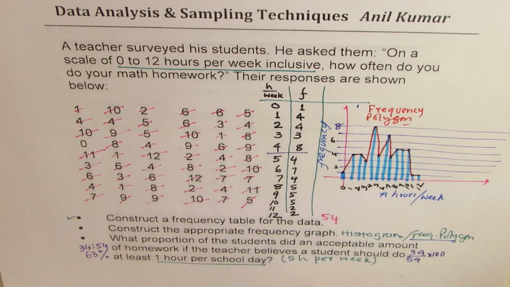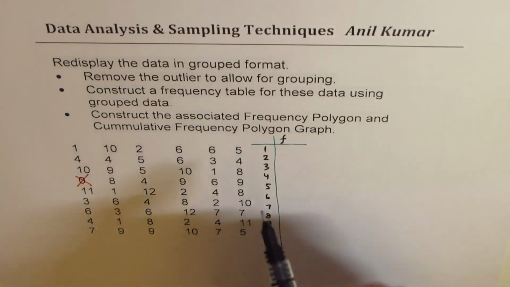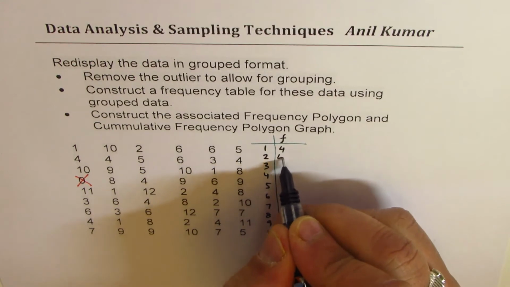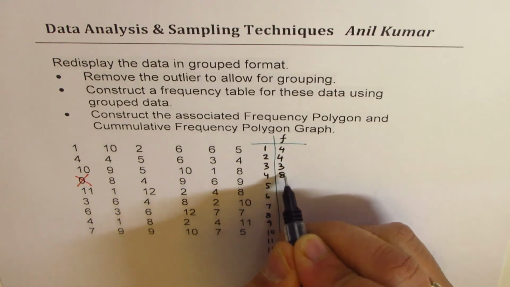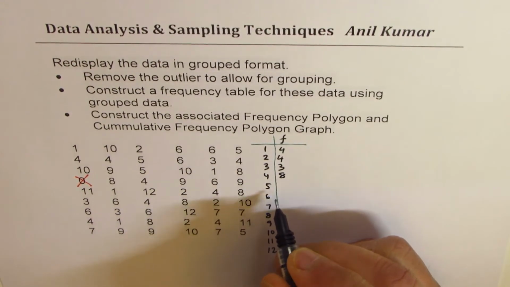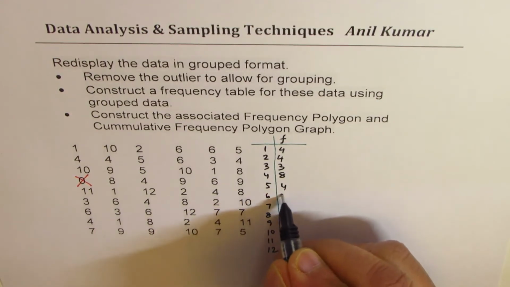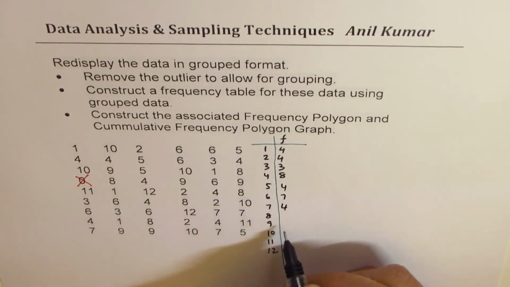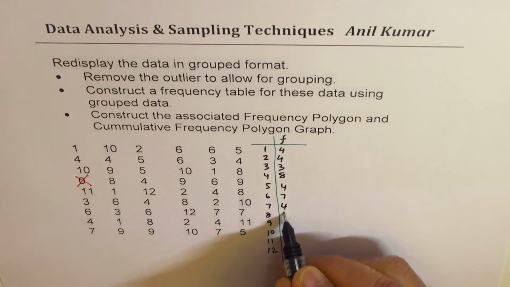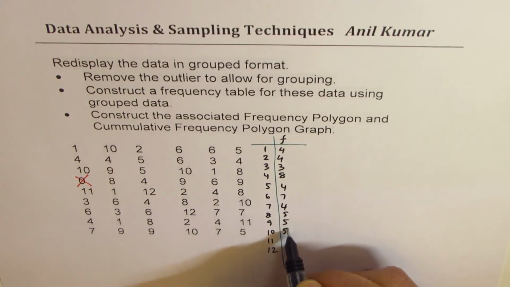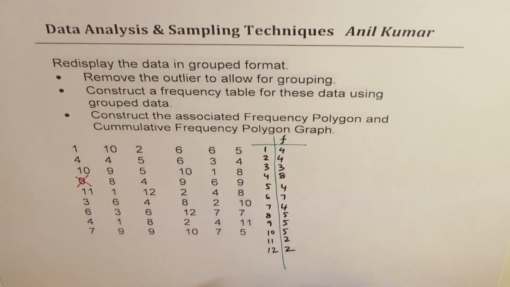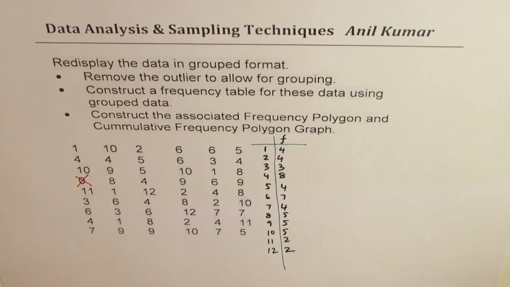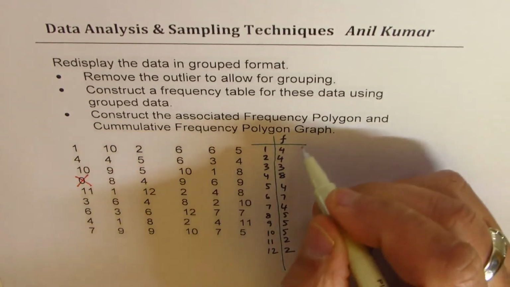It is 4, 4, 3, 8, right? So we have 4, 4, 3, 8. And 5 onwards, it is 4, 7, 4, 4, 7, 4. And we have 5, 5, 5, 2, 2. So that was the frequency which we calculated just now.